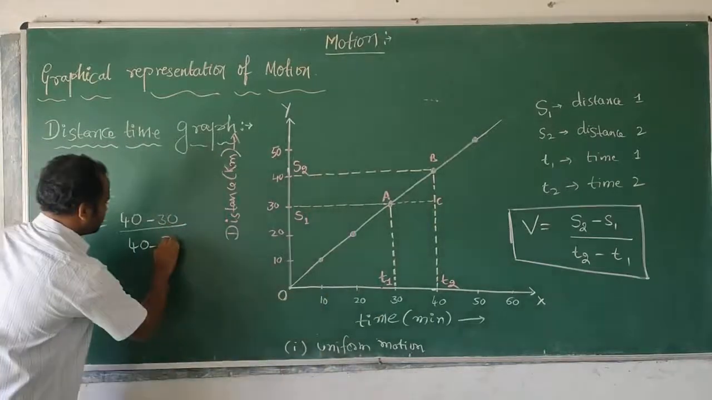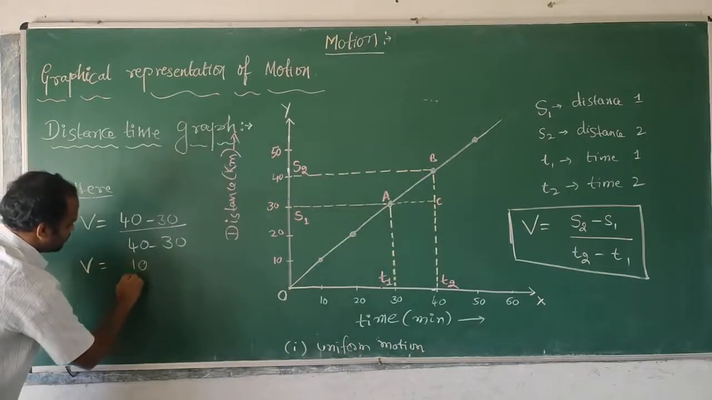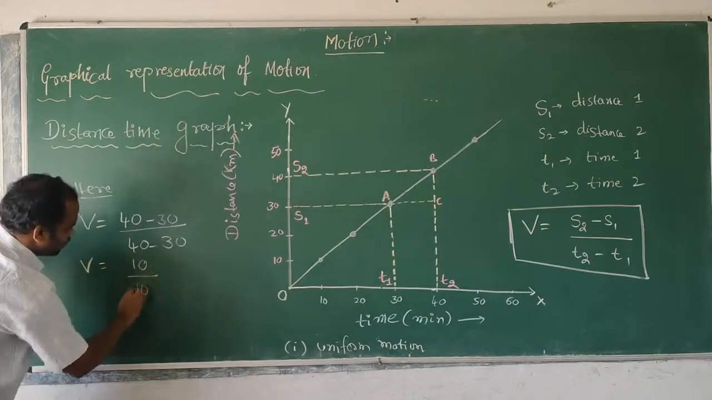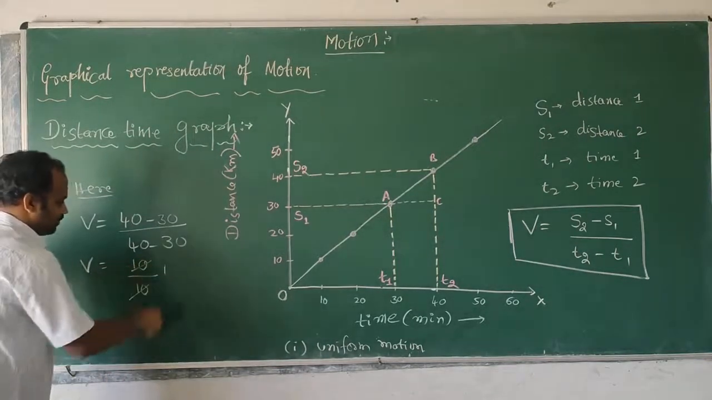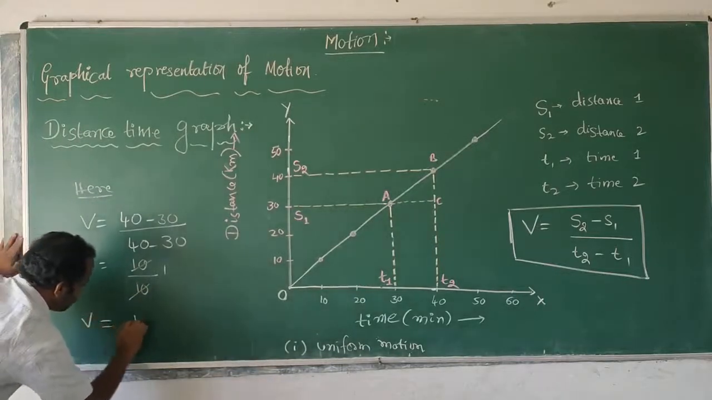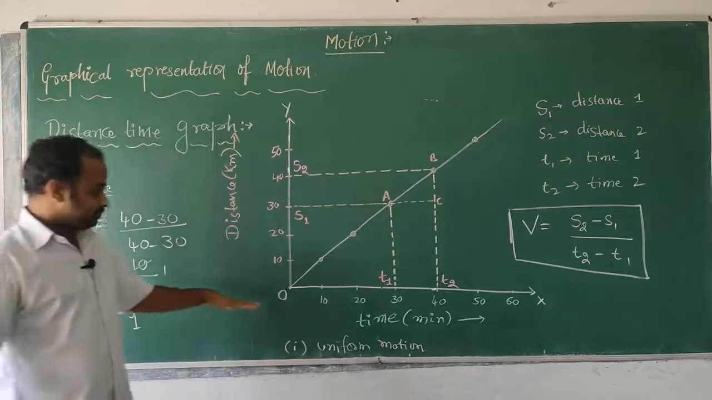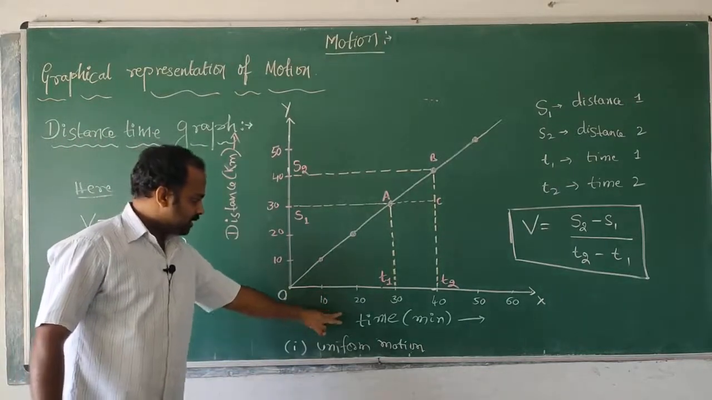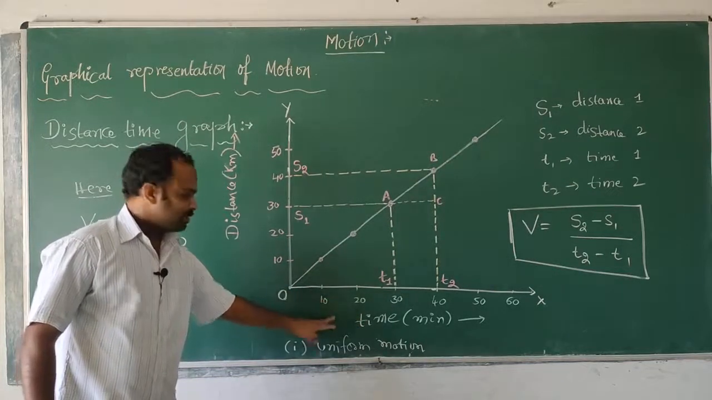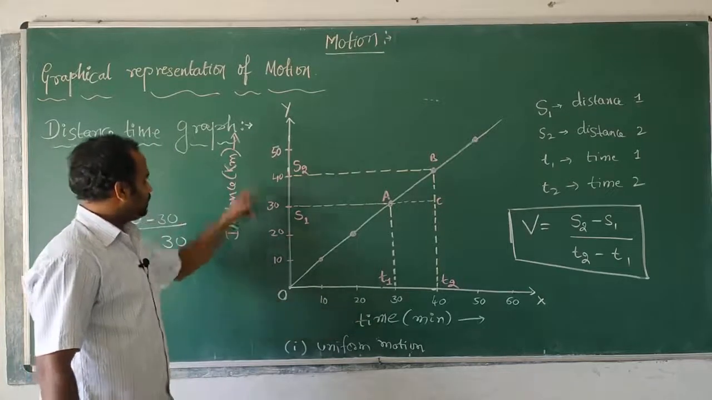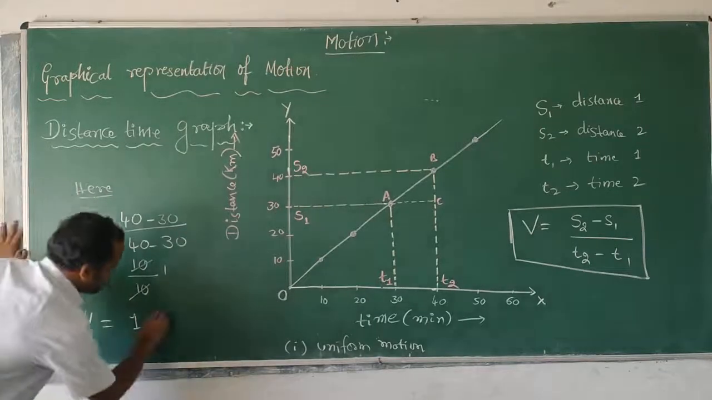T1 is 30. Therefore, V equal to 40 minus 30, that is 10, divided by 40 minus 30 is 10. Okay, 10 ones are 10. Therefore, we get 1. What is here? We taken time in minutes, and we taken distance in kilometer. Therefore, what is the unit? Kilometer.